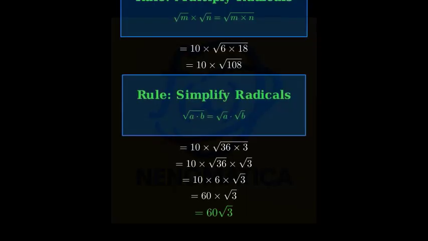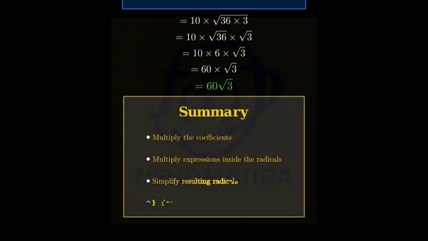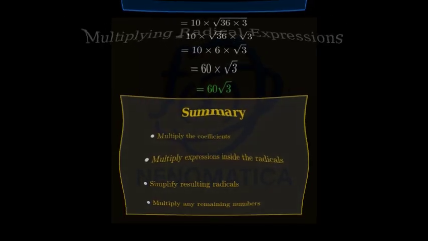Let's summarize what we learned about multiplying radical expressions. First, we multiply the coefficients outside the radicals. Next, we multiply the expressions inside the radicals. Then, we simplify the resulting radical by finding perfect square factors. Finally, we multiply any remaining numbers to get our final answer. With these steps, you can solve any radical multiplication problem.